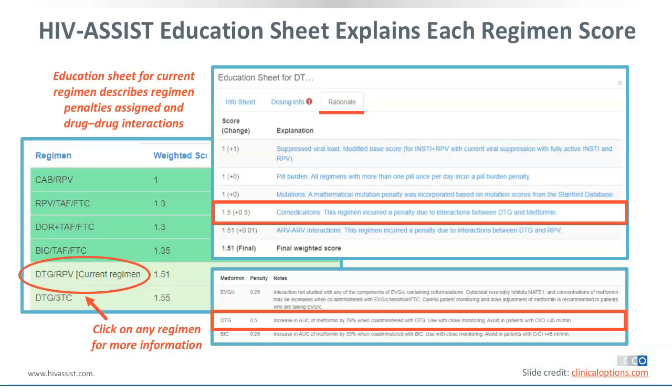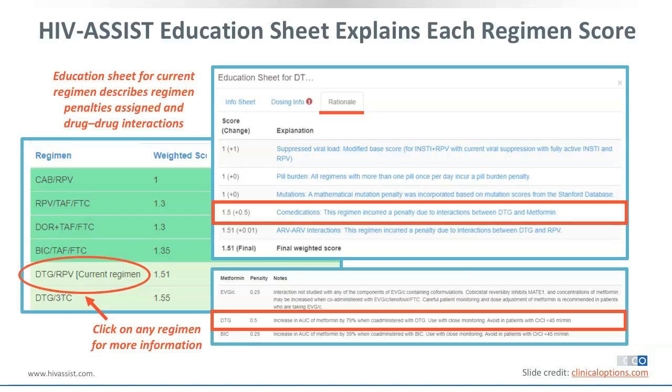When one clicks on dolutegravir rilpivirine, an education sheet is shown along with the annotated rationale. In this case, what you see is the step-by-step rules that are applied by the system to derive this final score. In this instance, this regimen starts with a very favorable score of 1 because they are already virally suppressed on a regimen that appears to be well tolerated. However, you'll notice that the system assesses a minor penalty because there is a drug-drug interaction between dolutegravir and metformin.